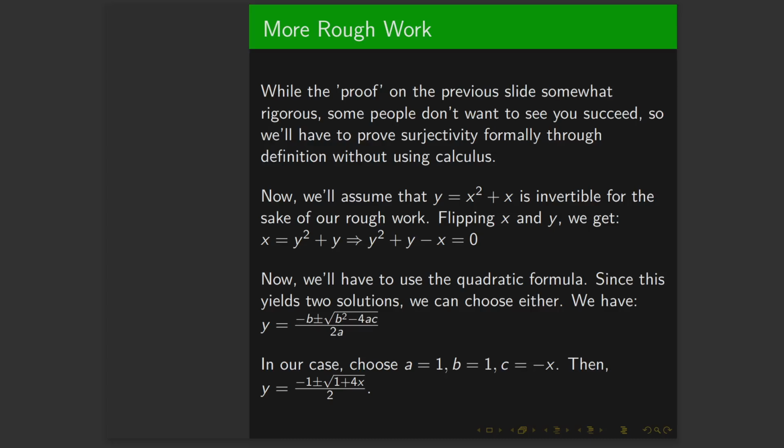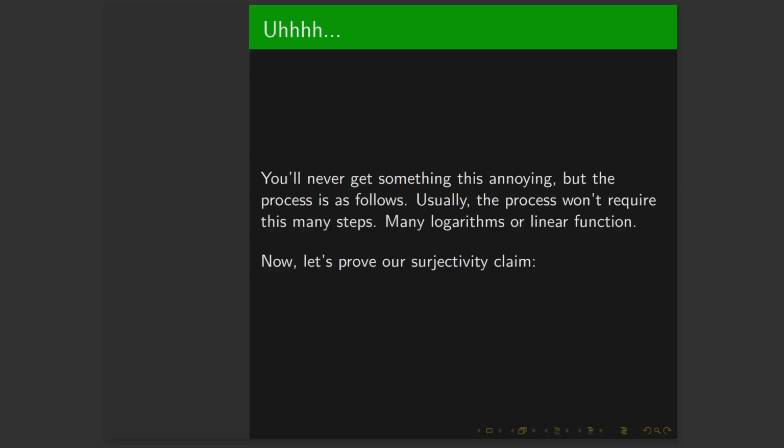So the regular form of the quadratic formula is y equals negative b plus or minus the square root of b squared minus 4ac, over 2a. Usually it's x, but because we're solving in terms of y, it's going to be y equals. So because of the way that our quadratic looks, we can choose a to be 1, b equal to 1, and c is going to be negative x. So then y equals negative 1 plus or minus the square root of 1 plus 4x, all over 2. Now, this is two solutions because we have a plus or minus, and this is, let's be honest, kind of annoying, but let's just continue.